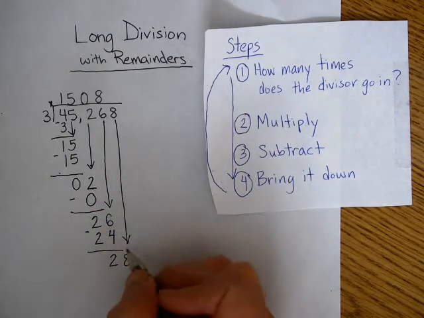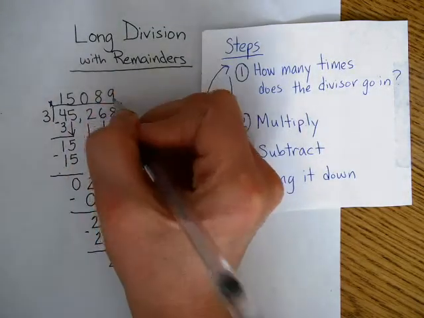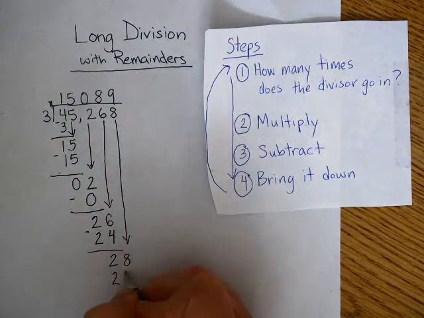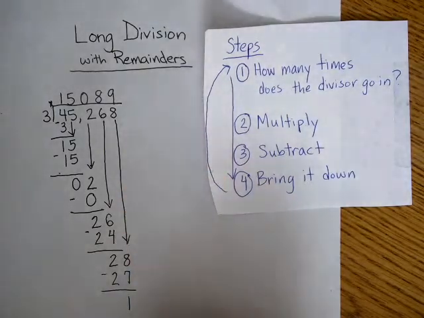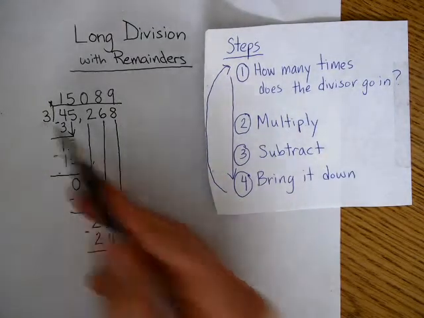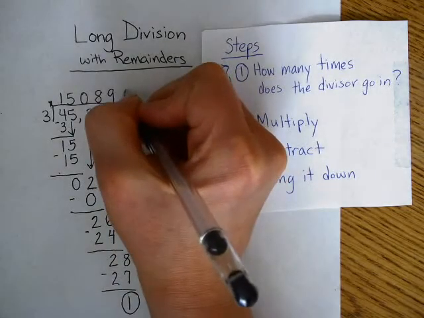3 goes into 28 9 times. 3 times 9 is 27. 28 minus 27 is 1. And there are no more numbers to bring down at this point. 1 is indeed smaller than 3. You have to check that. And that is going to be the remainder right there. So you bring it up here.